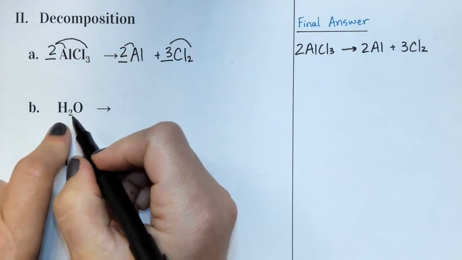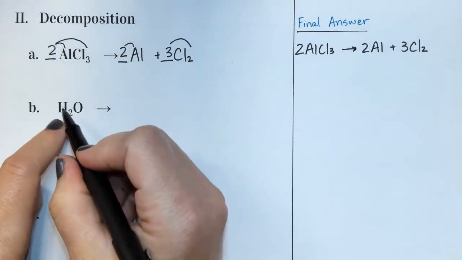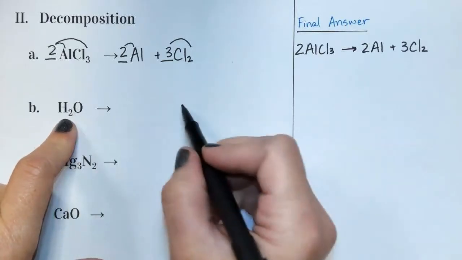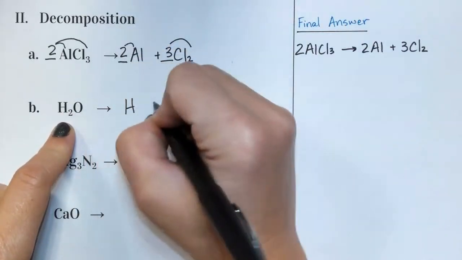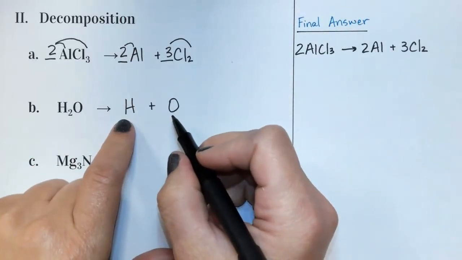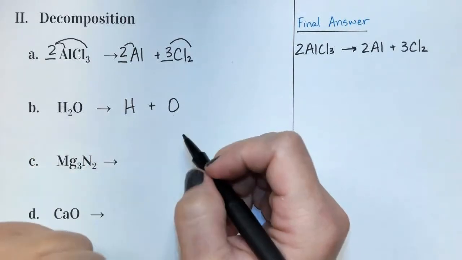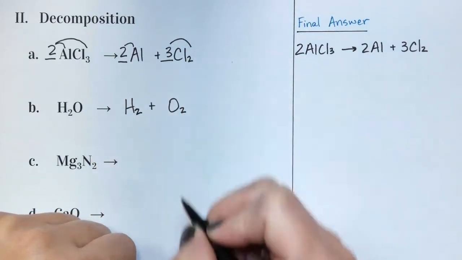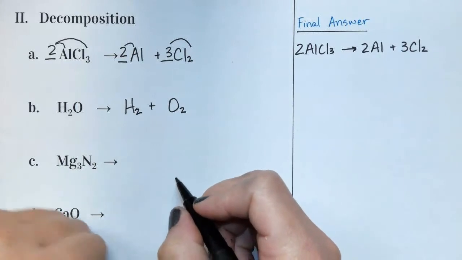Next is the decomposition of water. I'm just going to take the 2 elements and separate them. Do not carry over the subscript. So we're just going to write H plus O. Now I look over here and determine, are either of these a diatomic? And as it turns out, they're both diatomics. So we need a 2 by the H and a 2 by the O. Now we can balance the coefficients.